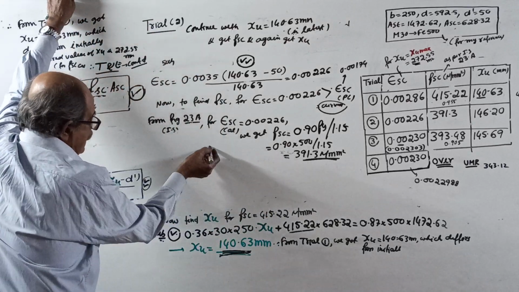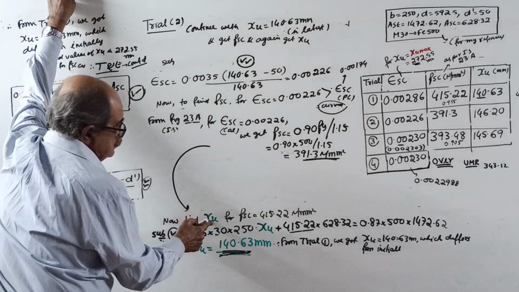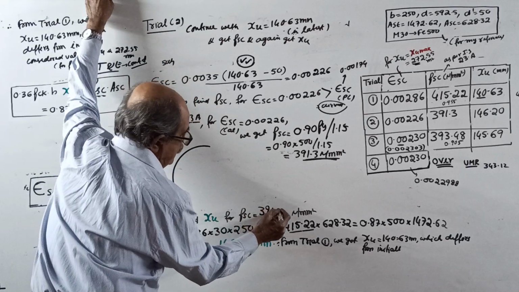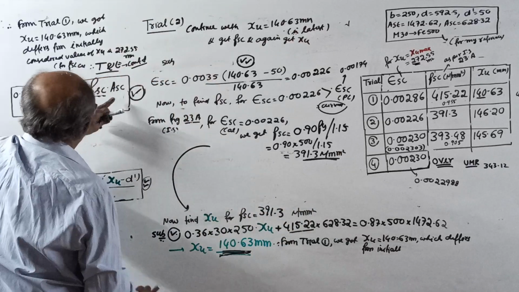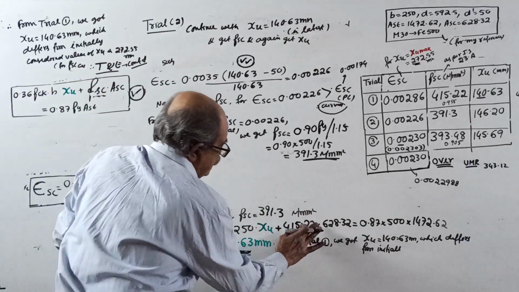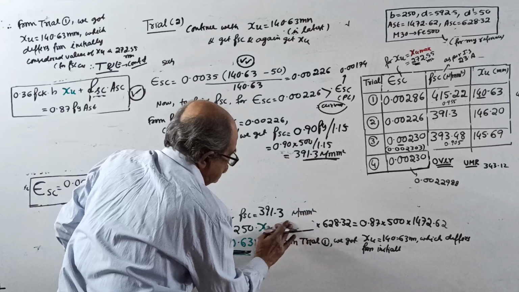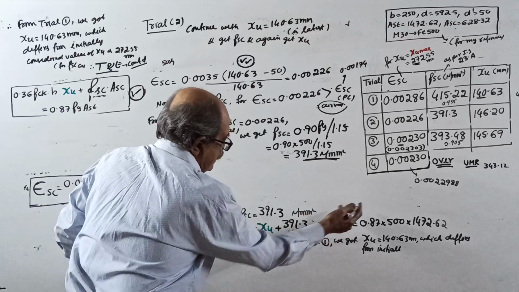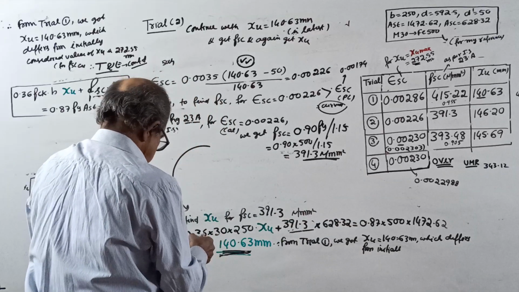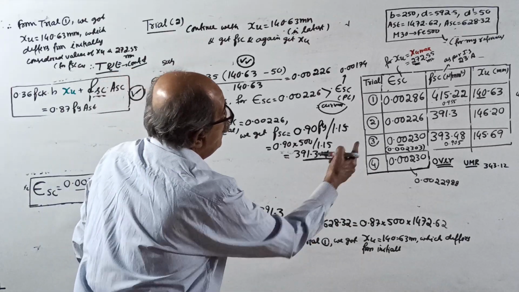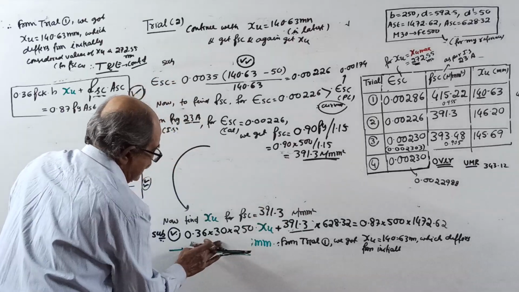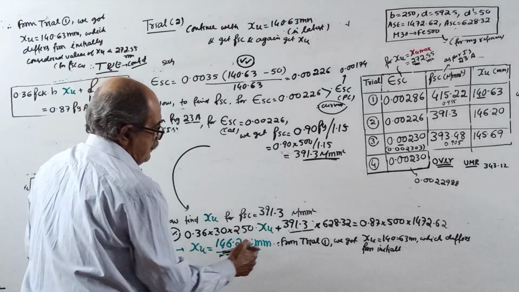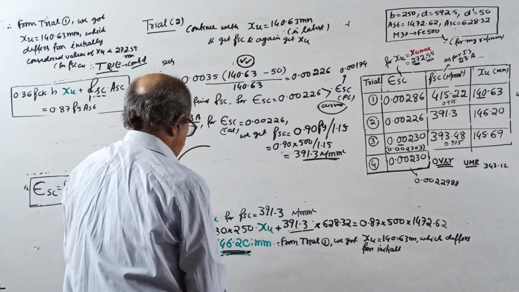Therefore, what do you do? Now find xu for fsc equal to 391.3 Newton per mm square. Substituting in this equation, everything same. This number will change to 391.3. Okay, calculate. Your xu will come 146.2. See, it is playing slightly. I will explain it later. From trial 1, okay, 146.2.